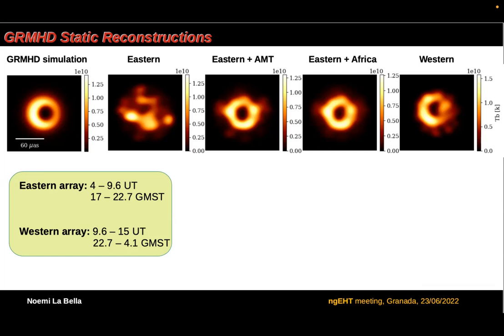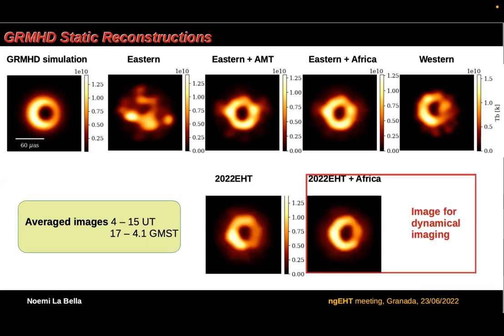And here we report the image that we obtained with the western array. In order to produce our movies, we produce the image using the whole array. So these are the images. This is the 22 EHT image without the African stations for the whole array. And this is instead the image that we obtained with the 22 EHT plus Africa. So you can see that the quality of the image is very good if you compare with the GRMHD simulation image. So we use this one as a prior for our dynamical imaging.